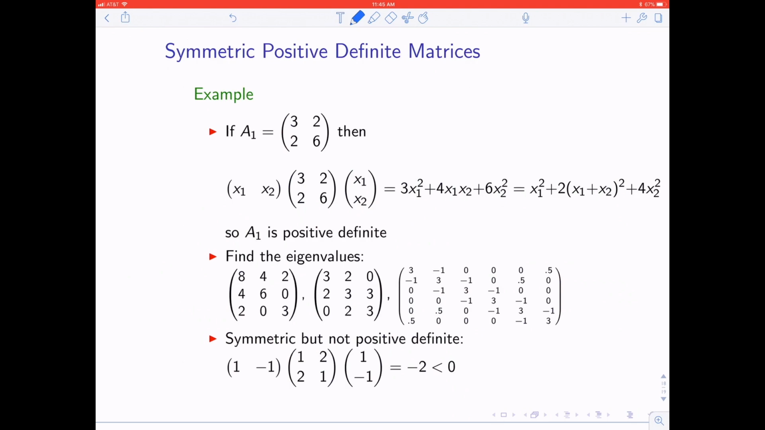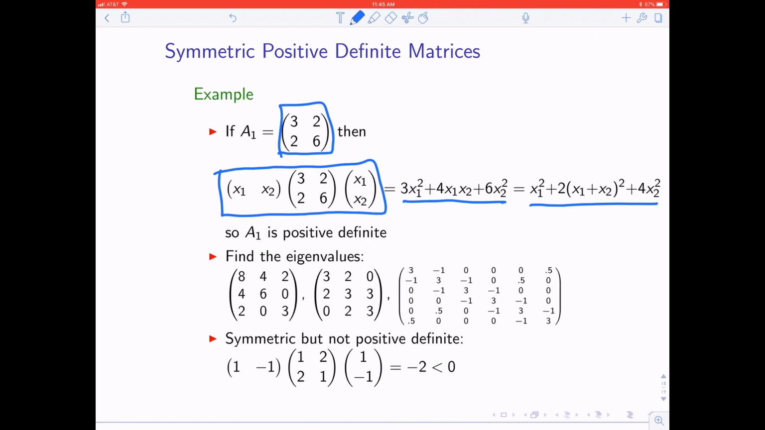So let's do the example. Here's a 2 by 2 matrix, and we can just take the definition of symmetric positive definite and plug it in for some unknown vector x1 and x2, and you get out this polynomial here, and you can rearrange it to write it as a bunch of things squared, and since it's things squared, you know it's positive definite. You can imagine that this is hard to do for larger matrices. So something related that you can do, like I said, is just find the eigenvalues. As an exercise, you can take the eigenvalues of all of these matrices and see what happens there.